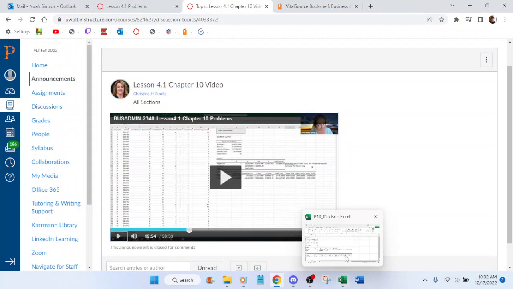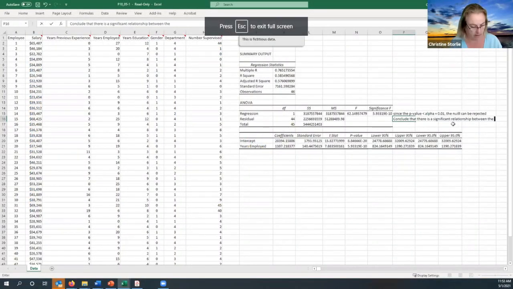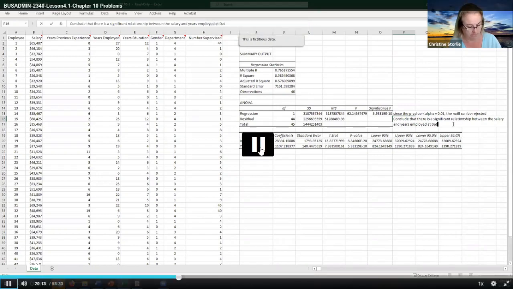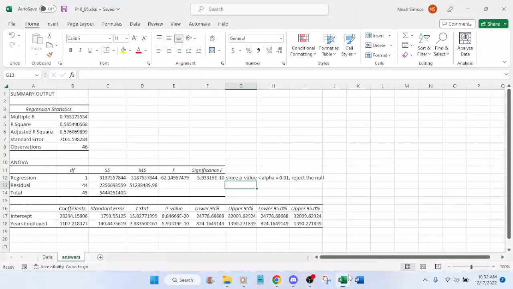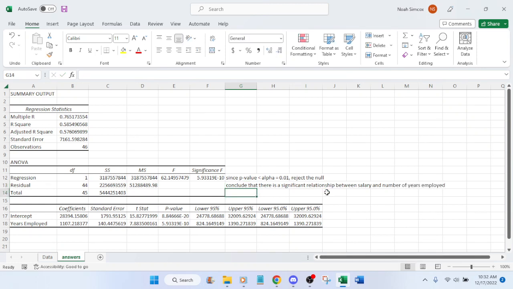Conclude that there is a significant relationship between salary and years employed at the company.